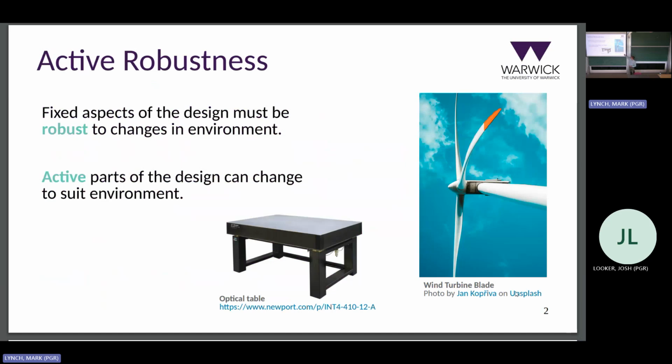So as a concrete example, the wind turbine here, an engineer has to design the shape of the turbine blade once, and it has to work in all the different wind conditions, but then they can change the pitch of the turbine blade later to reduce the load in stronger winds.